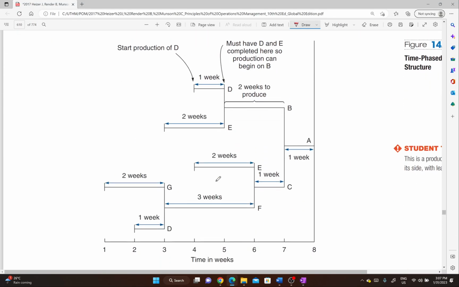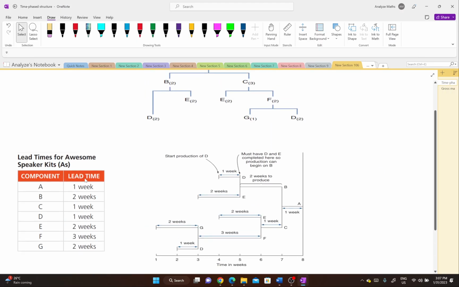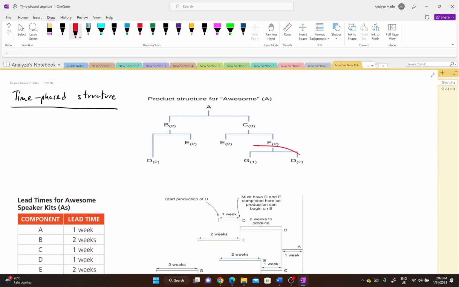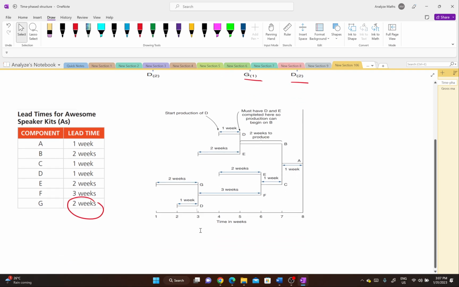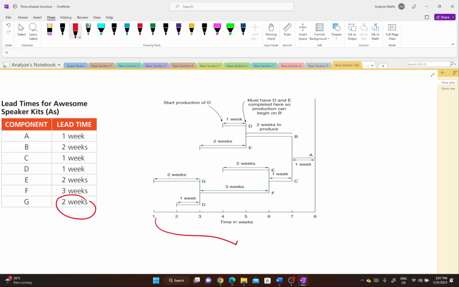You can see this in your book also. I just cut it off, but I need to explain some information, that's why I put it like this. Once you get this, you start from the bottom, G and maybe D. G needs 2 weeks, so you start from 1, 2, and that's how you draw. For D it needs 1 week, so you put the line here. You can easily see how to develop a time phase structure, and altogether it is 8 weeks.